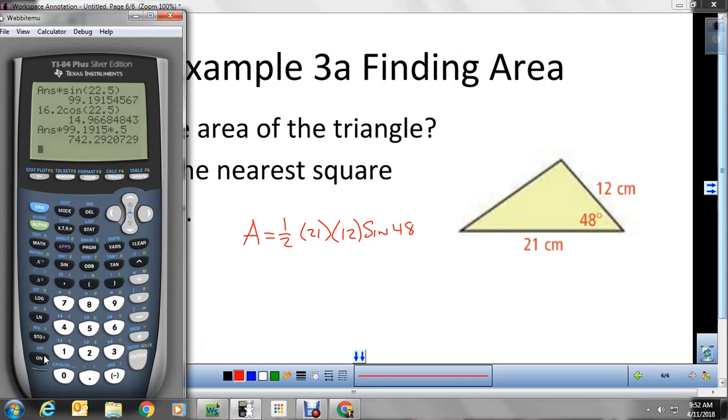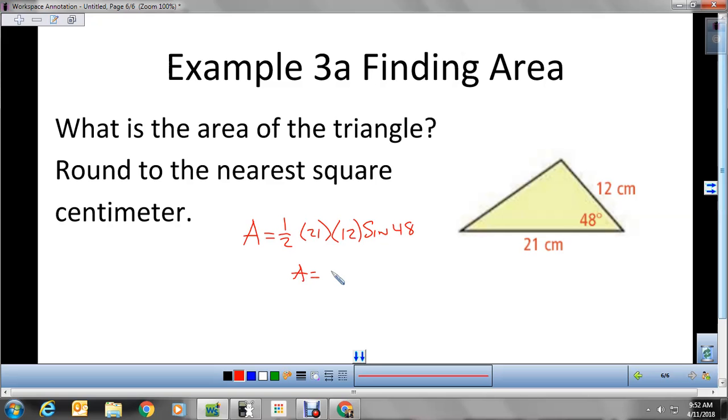So, turn our calculator on, and we'll take 0.5 times 21 times 12 times the sine of 48. And that gives us an area of 93.636. It says round to the nearest square centimeter, so the area is 93.6, which rounds to 94. So the area is approximately 94 square centimeters. And that's all there is to it. So let's take a look at the next one.